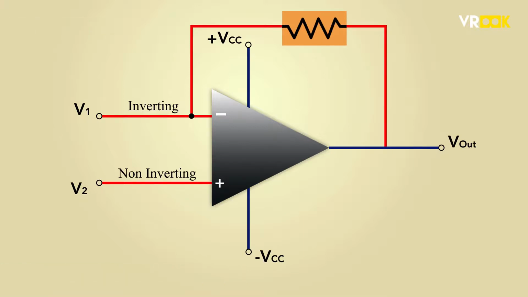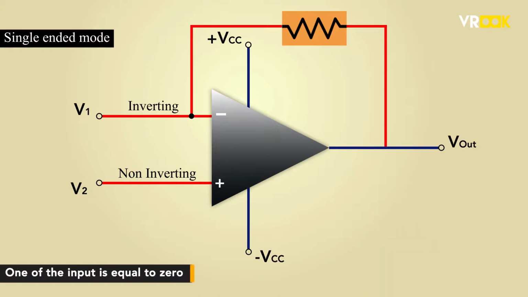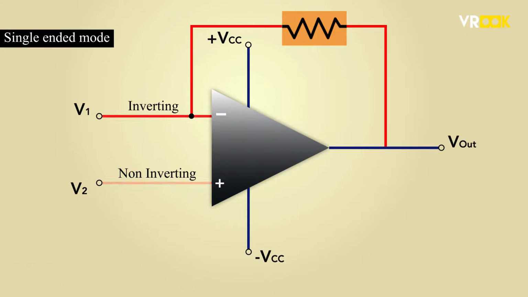Now, op-amps have different modes of operation. They are single-ended mode, differential mode, and the common mode. In the single-ended mode, one of the inputs is equal to 0. This means only one input is considered for amplification by the op-amp. This is known as single-ended mode.